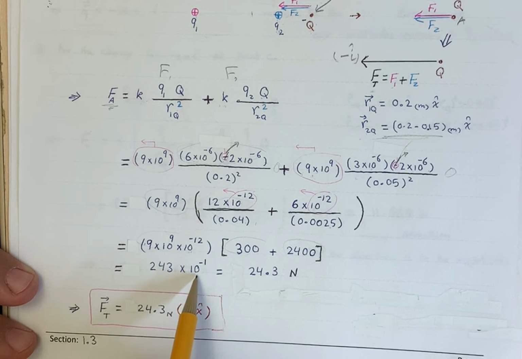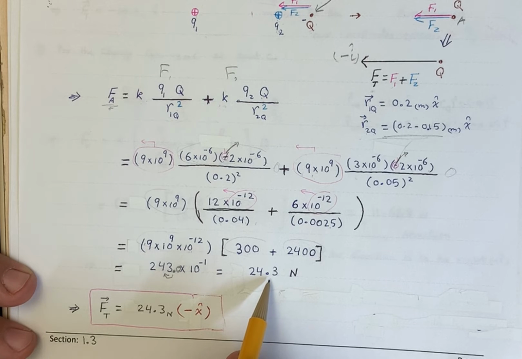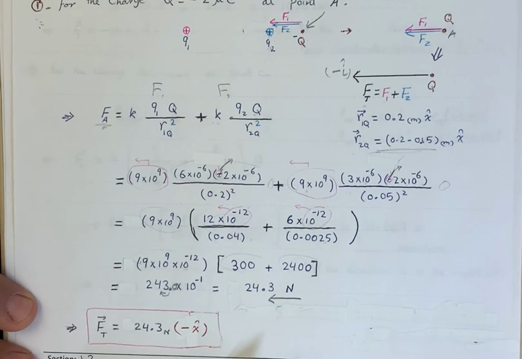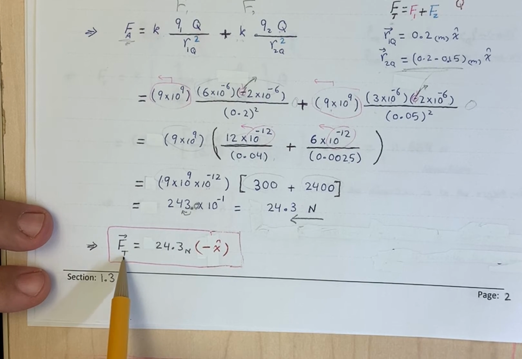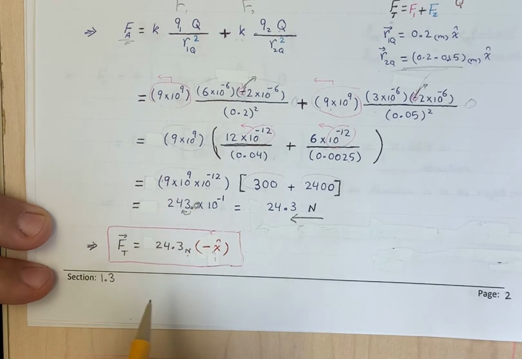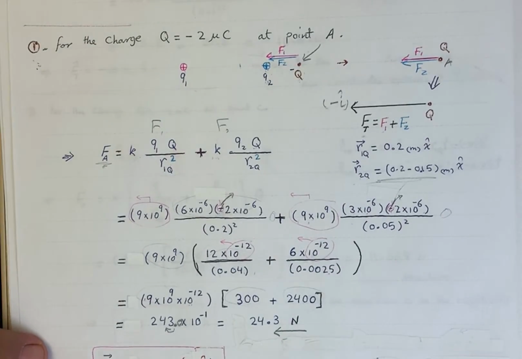Negative 1 means I'm dividing by 10. If I have 0 point, this is the decimal point, and I have 0, I need to move it to the left by 1 step, which is negative 1. So the last force magnitude is 24.3 newtons to the left, because I found that from before, if you remember. Or I can write it as a vector. F total equals 24.3 newtons in the negative x direction, or negative i direction. This is for the first part of this example.